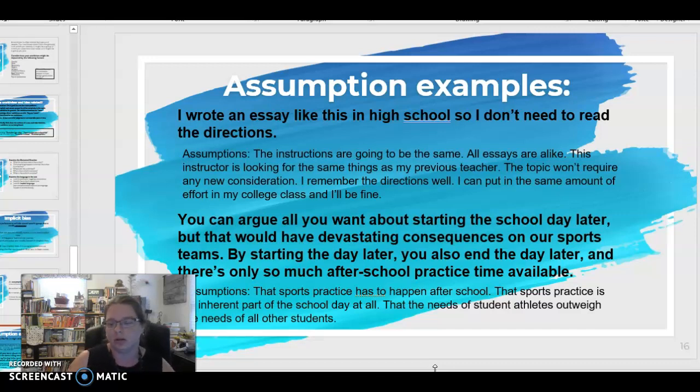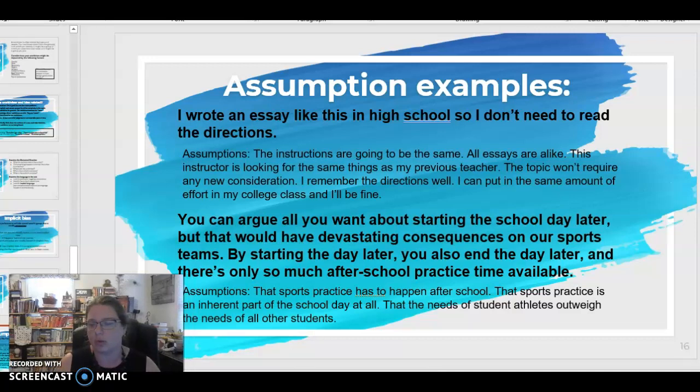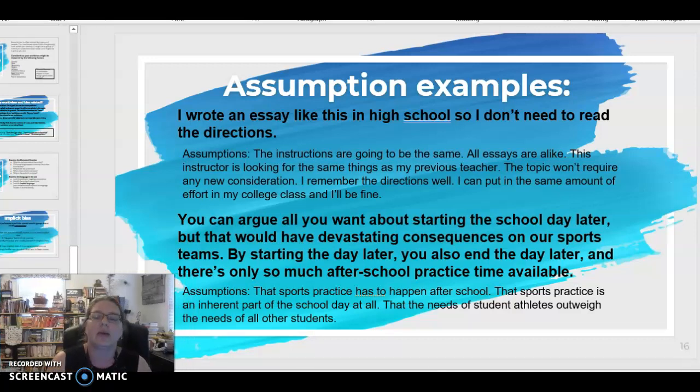Another one here is: "You can argue all you want about starting the school day later, but that would have devastating consequences on our sports teams. By starting the day later, you also end the day later, and there's only so much after-school practice time available." While that sounds like a reasonable argument on the surface, a good critical thinker will recognize that it is built on several assumptions. We are assuming, first of all, that sports practice is an integral part of the school day. That's not always true in other countries. We do that here in America, but that doesn't mean that it has to be that way.